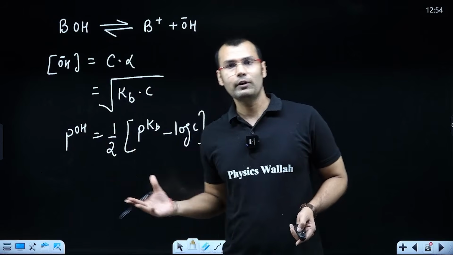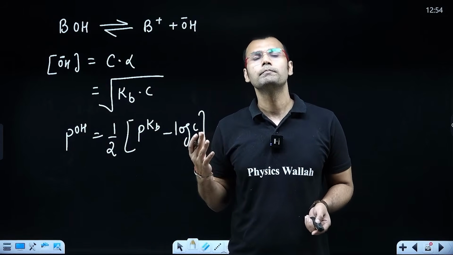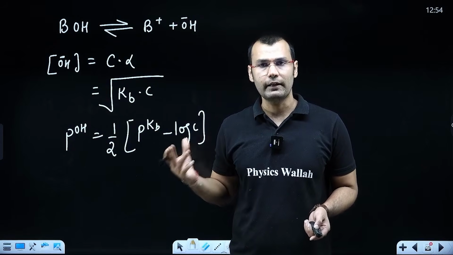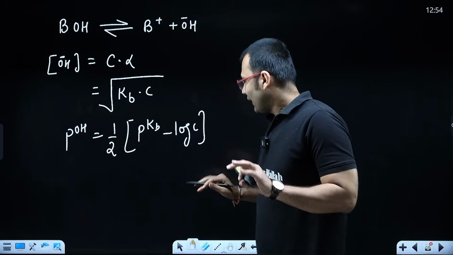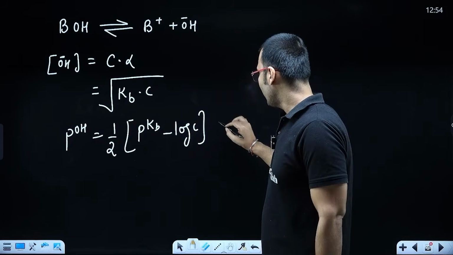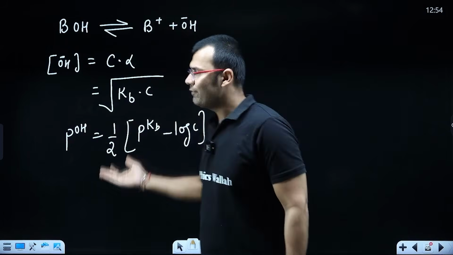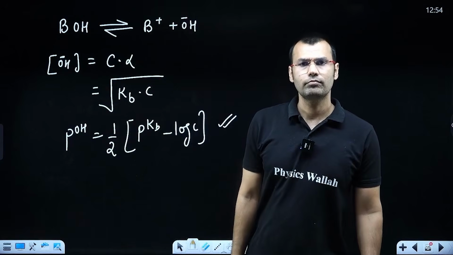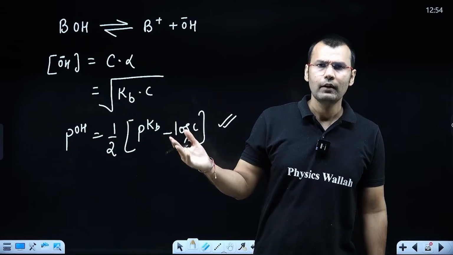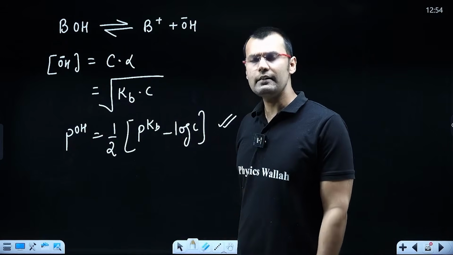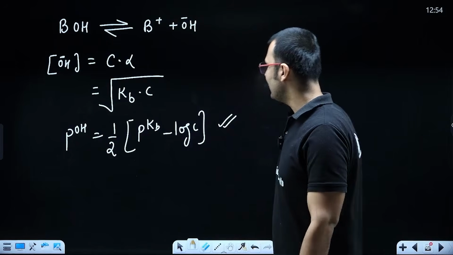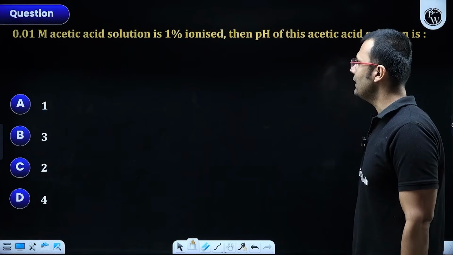So from these formulas, you can find the pH of weak acid and weak base. Try to remember this, but suppose you forget it, anytime you can derive it within 10-20 seconds. It will take a little bit more time, but you can derive this formula very easily, and you can find the pH of weak acid and weak base.